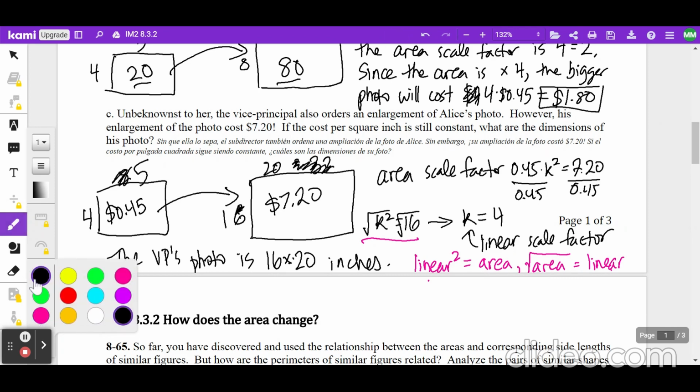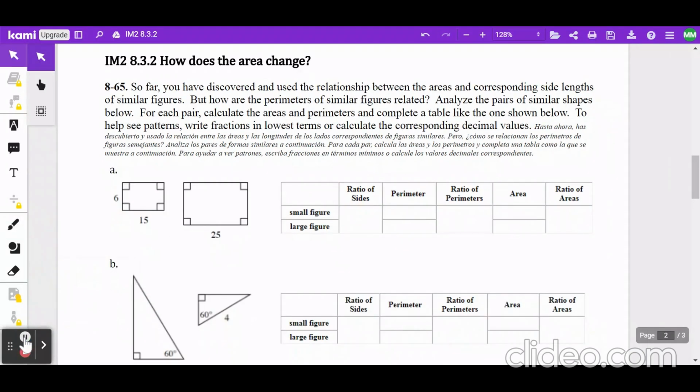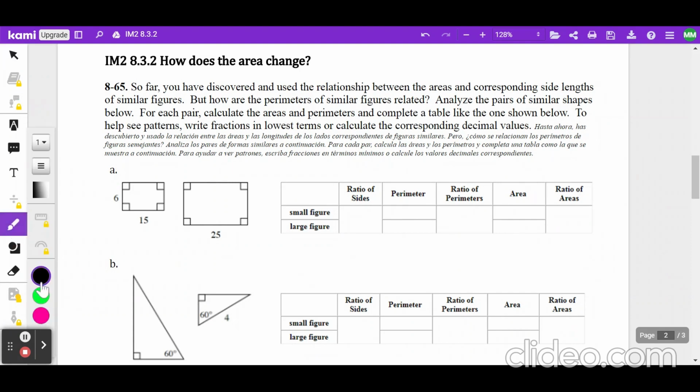Okay, next problem. IM2 8.3.2. Okay. 8-65. So far, we've discovered and used the relationship between areas and corresponding side lengths of similar figures. But how are the perimeters of similar figures related? Analyze the pairs of similar shapes below. For each pair, we'll calculate the area and perimeter and complete a table like the one shown below. To help see patterns, we'll write fractions in lowest terms or calculate the corresponding decimal values.